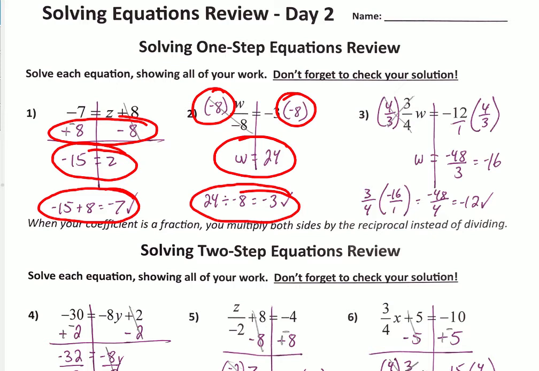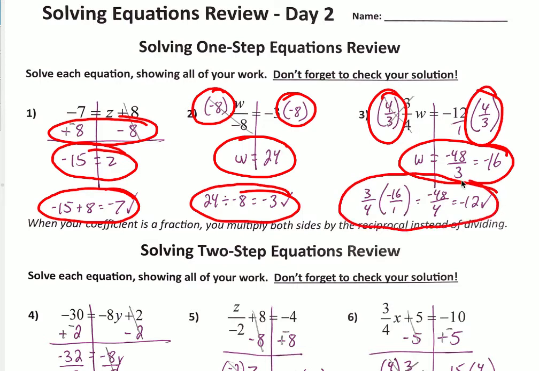Number 3, here they were multiplying by a fraction. So did you multiply both sides by your reciprocal? Did you write your answer? And did you simplify your answer? W is equal to negative 16. And then did you go back and do the math?